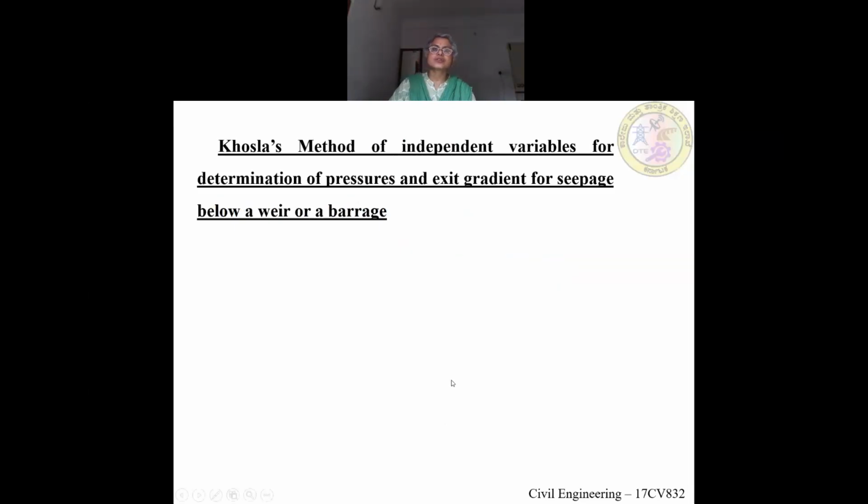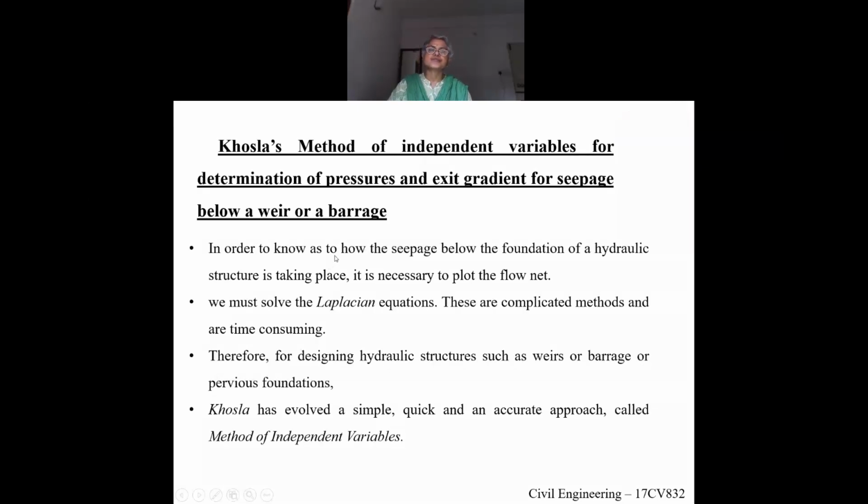So coming to Khosla's method of independent variables, using Khosla's method we can determine the pressures and exit gradient for seepage below a weir or a barrage. I'll just go to the next slide. Yes, so here the explanation is given. In order to know how the seepage below the foundation of a hydraulic structure takes place, it is necessary to plot the flow net. So, to study the seepage, the flow net has to be plotted.